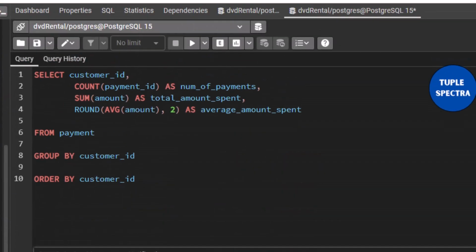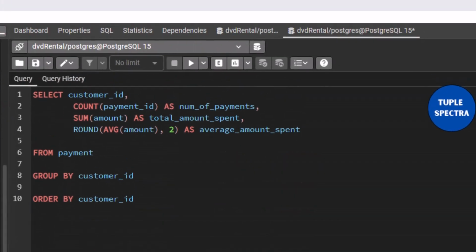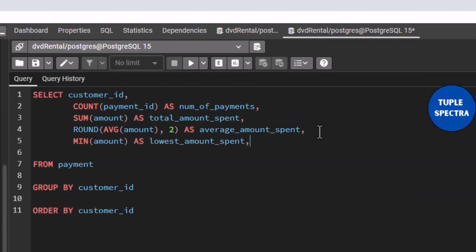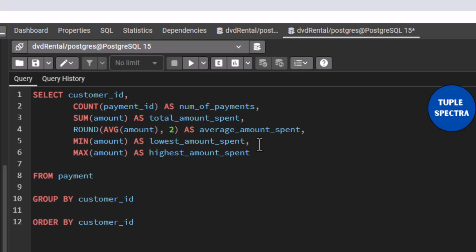Okay, what about if we want to get the minimum amount that each customer spends, and also the maximum amount that each customer spends? Okay, we can do this. I want to get the minimum amount spent by each customer and also the maximum amount spent by each customer.